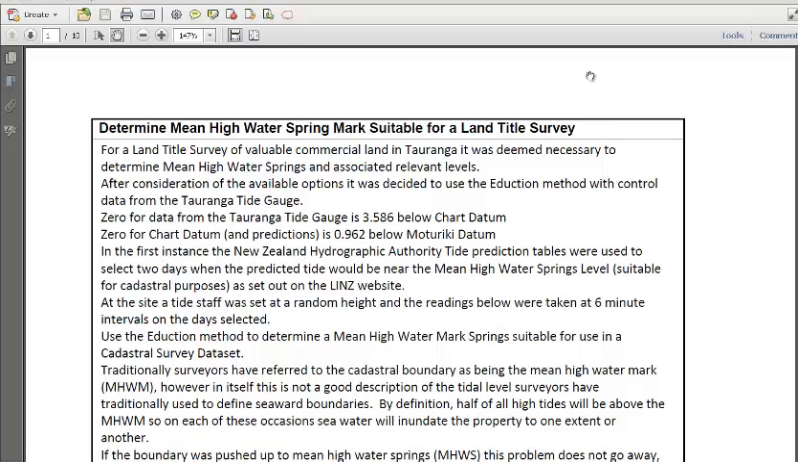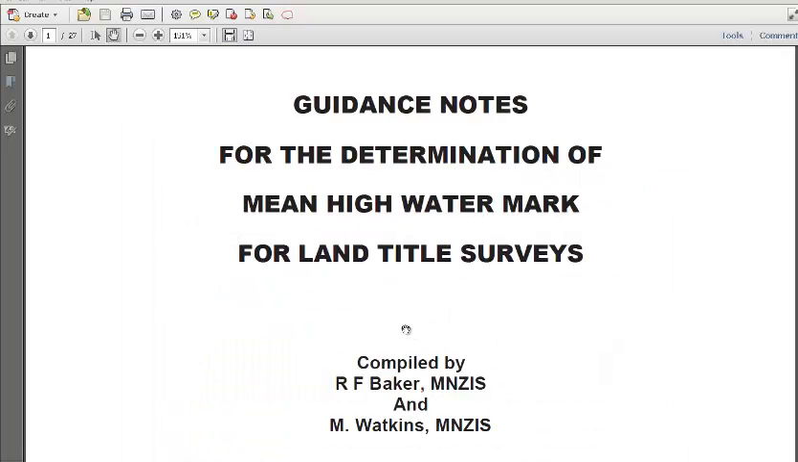high water springs. There's a number of options available in a document on the Land Information New Zealand website. A particular document here called Guidance Notes for the Determination of Mean High Water Mark and Land Title Surveys, compiled by Baker and Watkins. In this document, two methods, the Adduction Method and the Range Ratio Method, are illustrated.